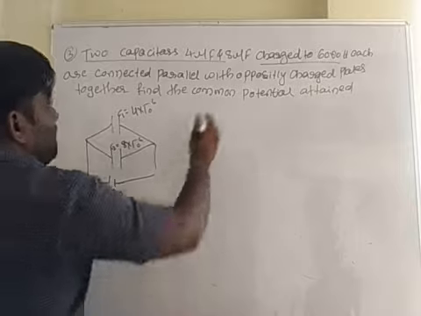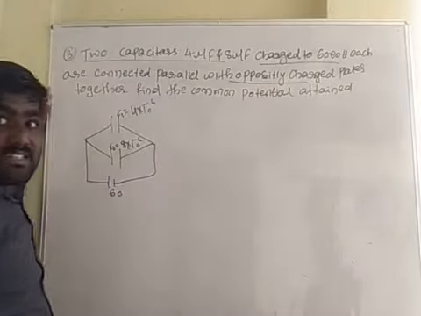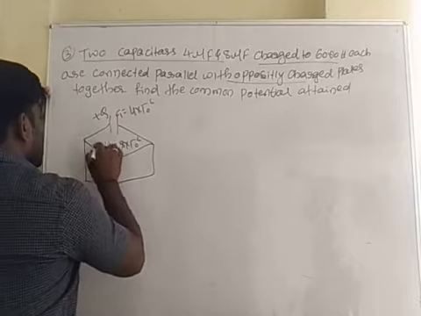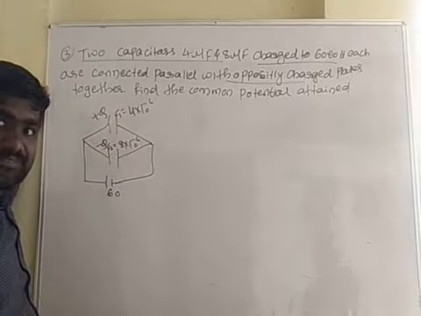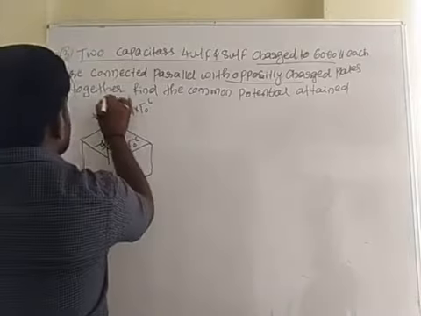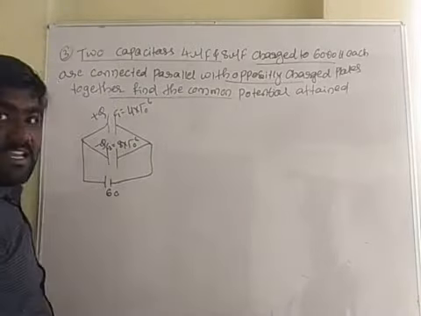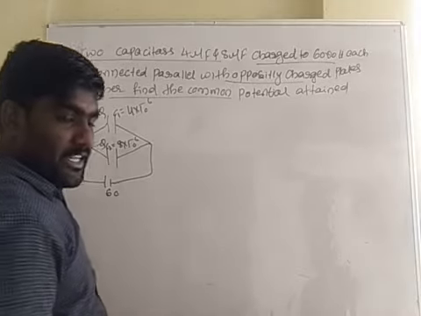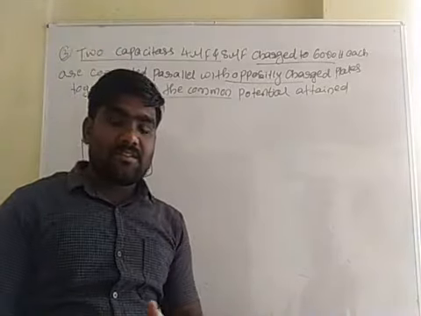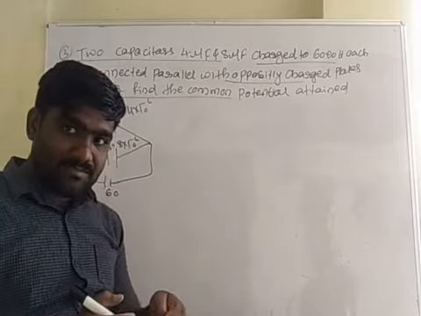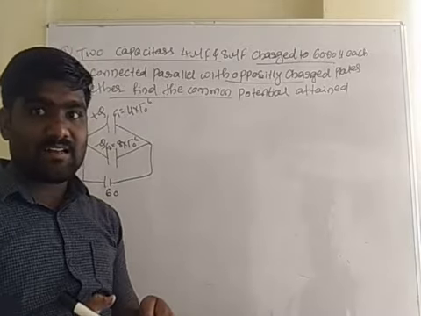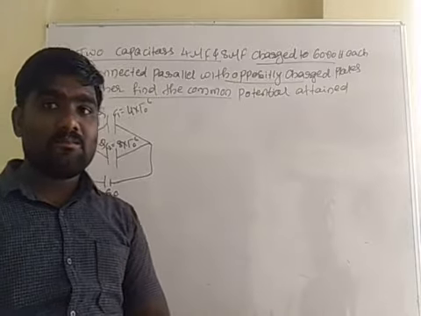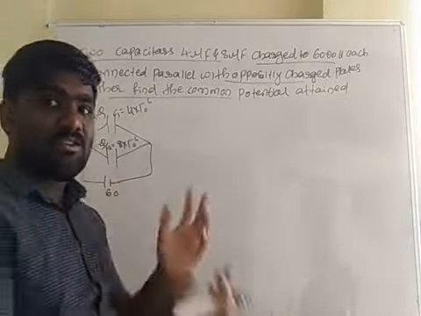Then plates oppositely charged. Okay, oppositely charged means if it is plus Q, it will be minus Q. Find the common potential attained between these two. What is the common potential? In case of parallel combination, is potential changing or not? Yeah, definitely. Sorry, no. Charges are changing, but potential will be same. Common potential I want to calculate.